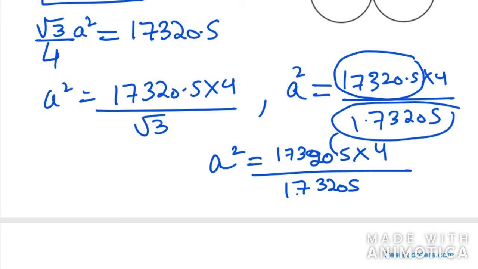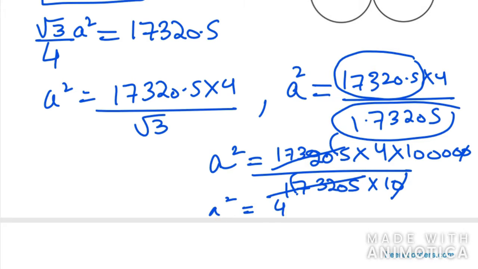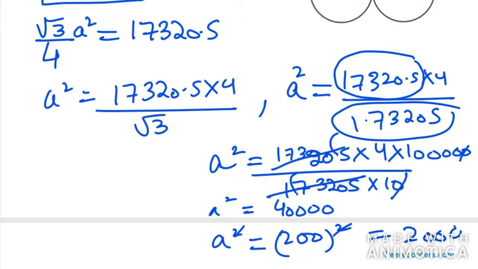So if you want to remove this, you will write 10 at denominator, and if you want to remove this, you need to multiply it with 5 zeros at numerator. 3, 4, 5. Let us remove this part. So cut down 0 with 0. So you are left with a square as 40,000. So square value for this will be 200 square. Cut down square with square. So A is 200 centimeter.